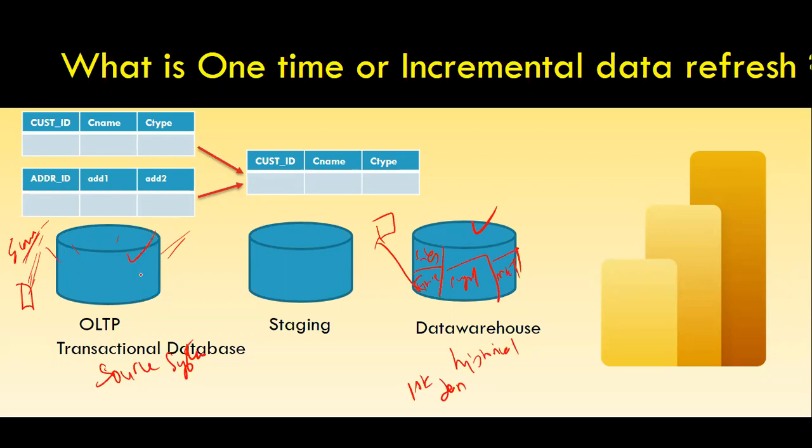On top, if you try to overburden it, what will happen? It can come to a halt, right? So we don't want that to happen. That's the reason why they have logically separated the transactional system from the data warehouse.